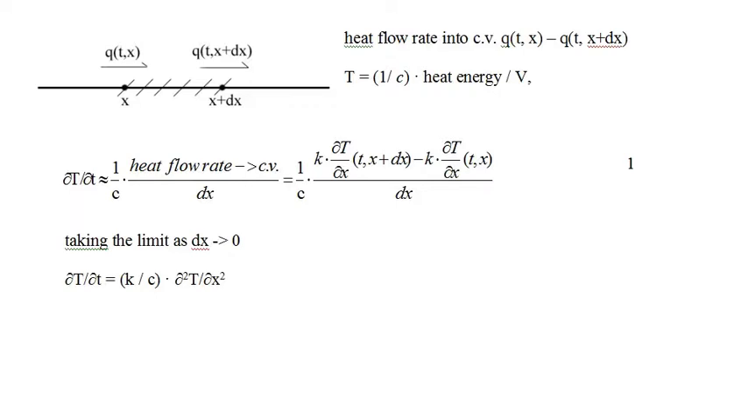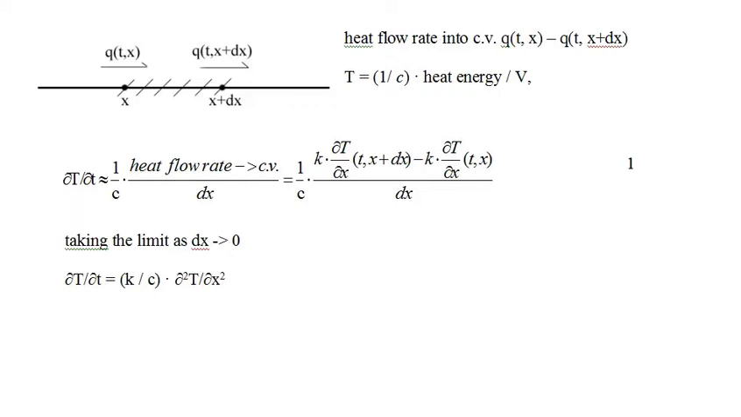Temperature in the control volume equals 1 over C times the heat energy per unit volume in the control volume. So the time derivative of temperature in the control volume equals 1 over C times the time derivative of heat energy in the control volume per unit volume. The heat flow rate into the control volume is the time derivative of heat energy in the control volume. And we divide that by dx to get the time derivative of heat energy per unit volume, and we have the first half of equation 1.